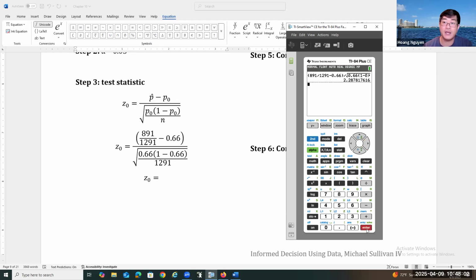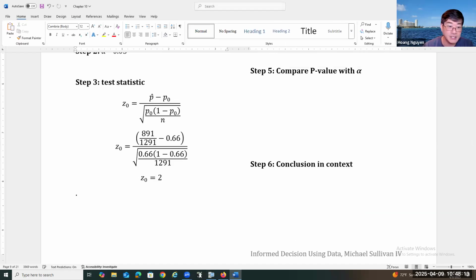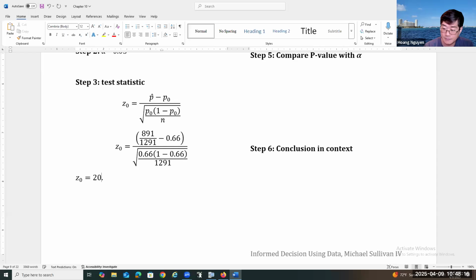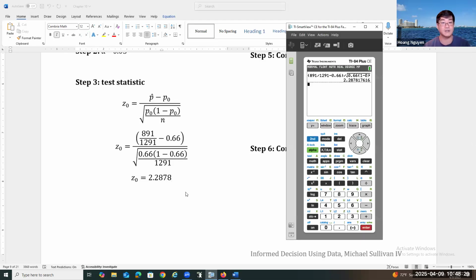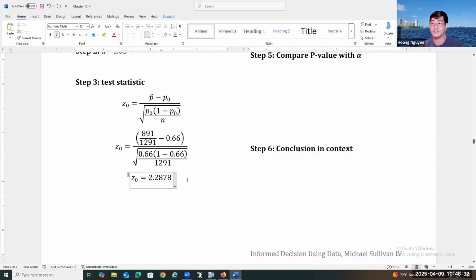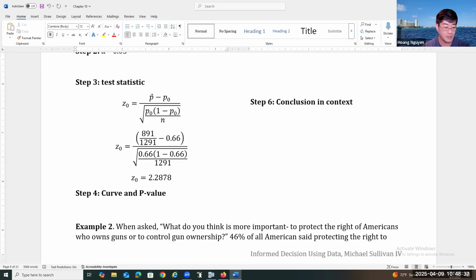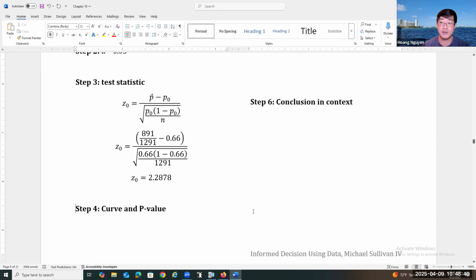Okay, now we're going to hit the enter key to get the answer. So it's going to be 2.2878. I'm going to use 4 decimal places, so 2.2878. That's going to be the answer for the test statistic. Okay, so now step number 3 is done.